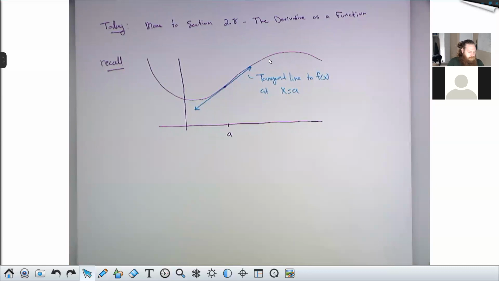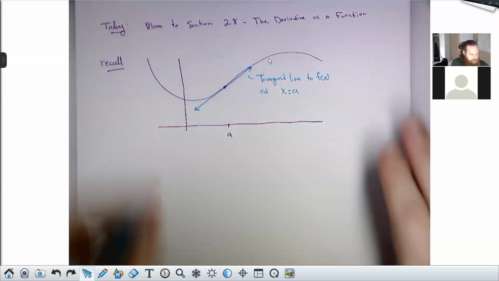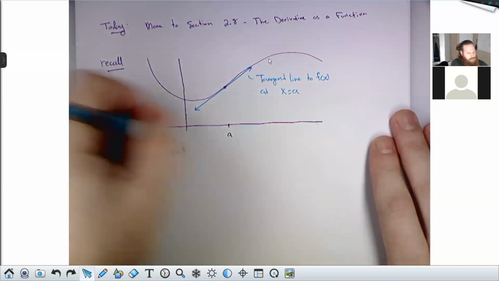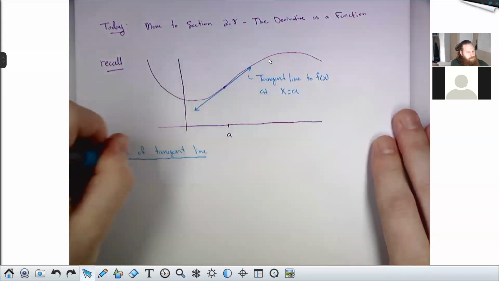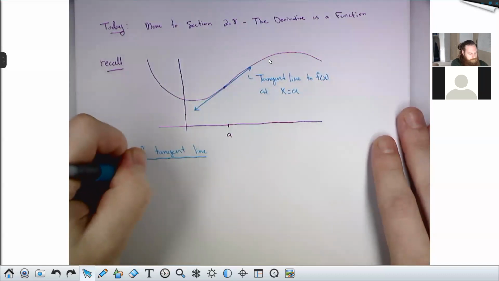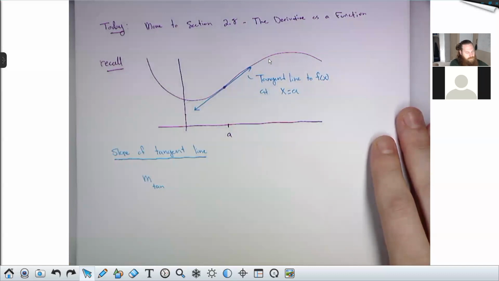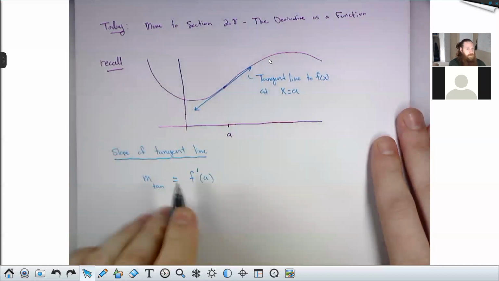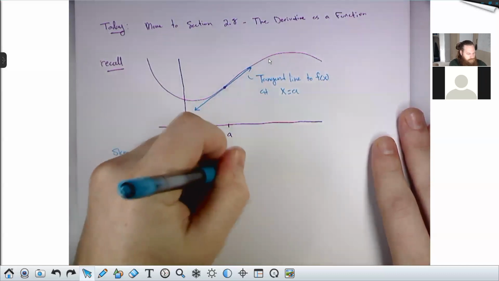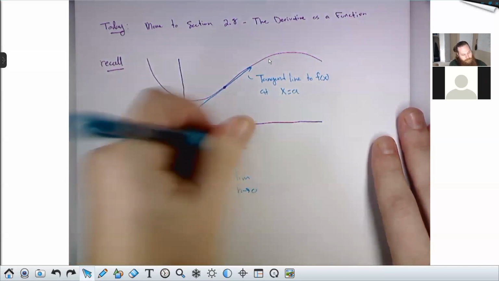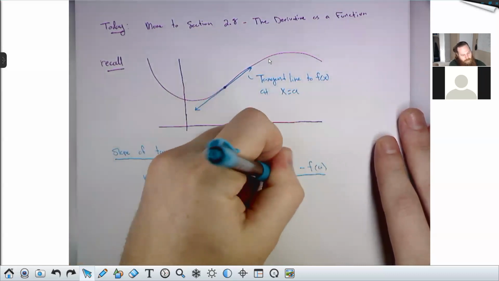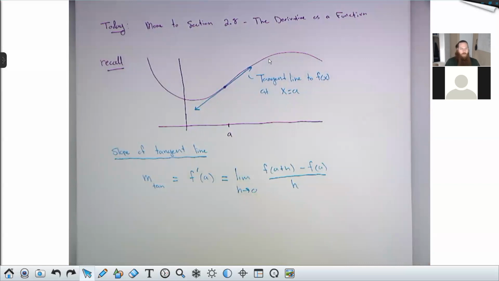We saw that as a limit of secant lines. So the slope of the tangent line, this is where the derivative came in. That slope, sometimes you'll see written as m tan. This is f primed of a, whatever that means. And we said, well, what that means is that's the limit as h goes to 0 of f of a plus h minus f of a, all over h, right? That was the idea.